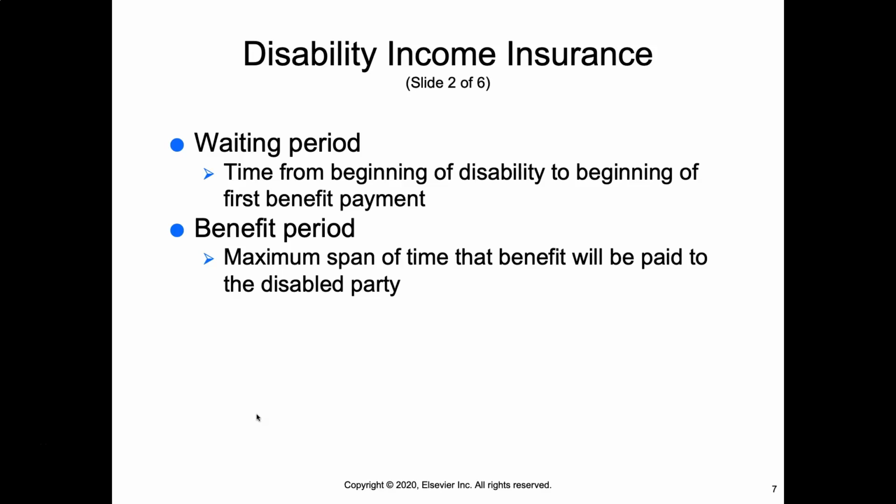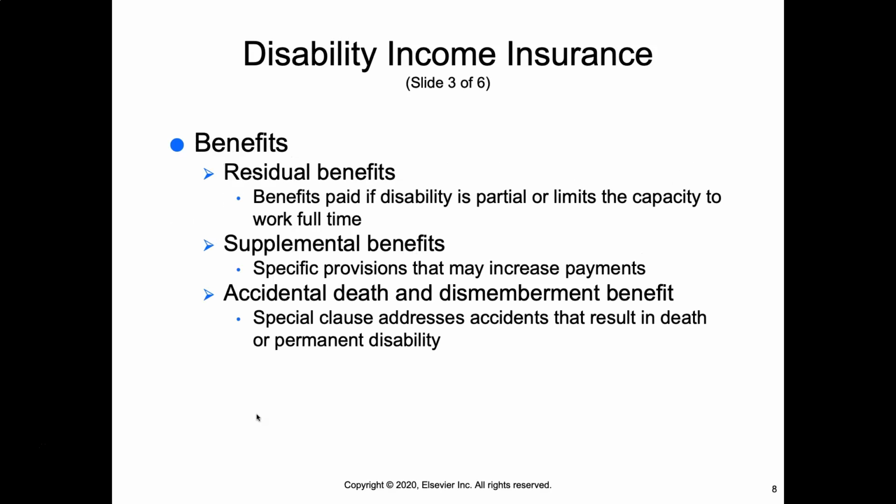The benefit period is the maximum span of time that the benefit will be paid to the disabled party. So they'll tell you in your policy that they will only pay for a certain period of time or up to a certain amount of money, whether that is short-term disability or permanent disability, long-term. Benefits get paid if the disability is partial or limits the capacity to work full-time. There are specific provisions that may increase payments, and there's a special clause almost always that addresses accidents that result in death or permanent disability.